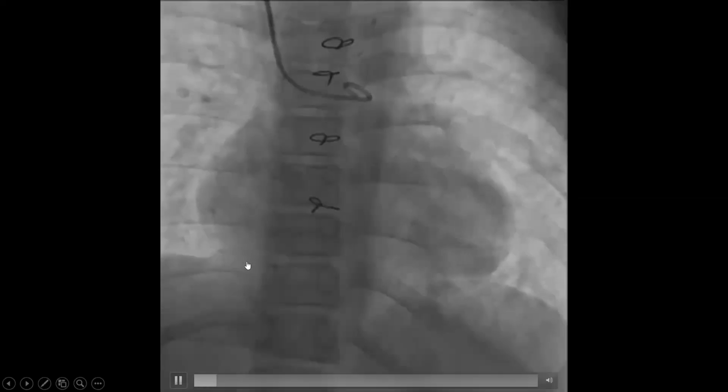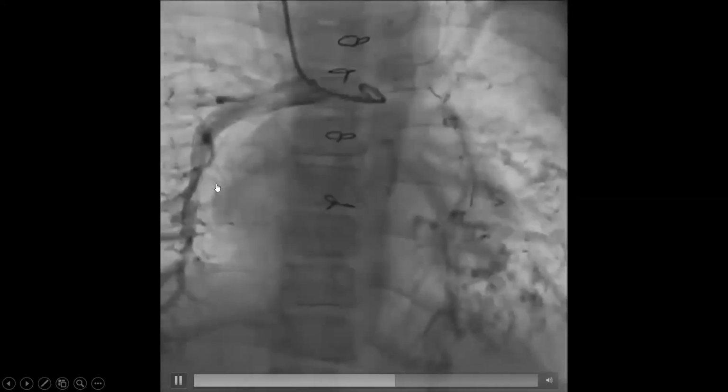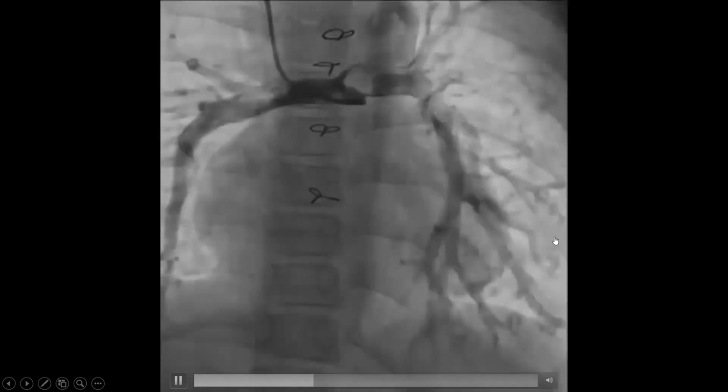They are mesh like, yeah, this side we can see.